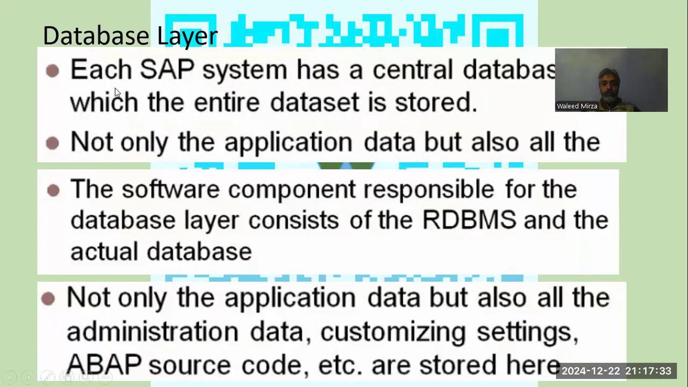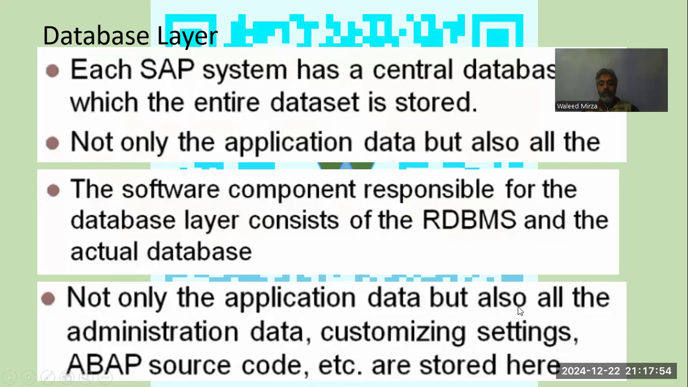The database layer: the SAP system has a central database in which the entire data set is stored. Not only application data, but also all other data is updated in the database. The software component responsible for the database layer consists of the RDBMS and the actual database.